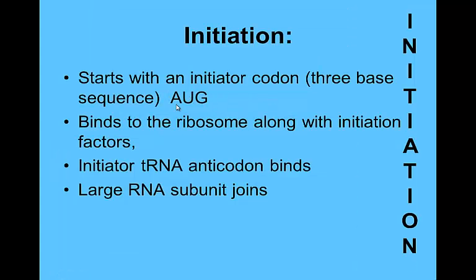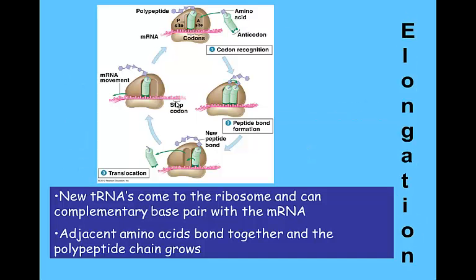So again, what happens after that is going to be elongation. Here's our initiator tRNA. It's in one of the sites, two sites. There's an A and P site within the ribosome.